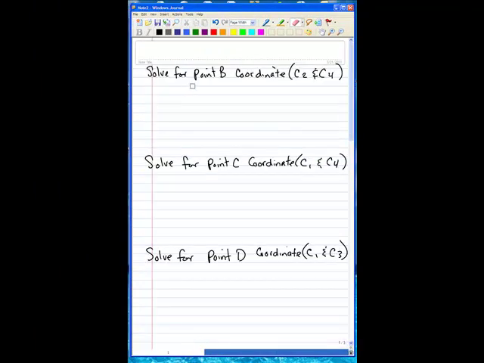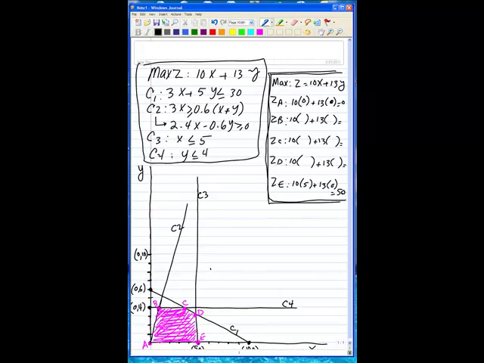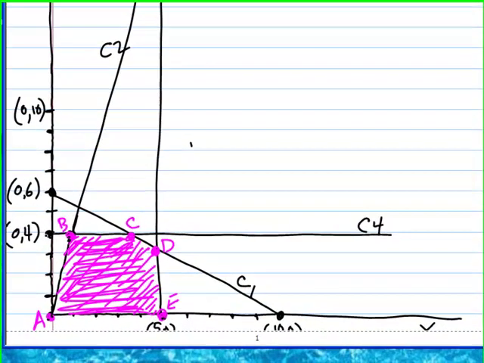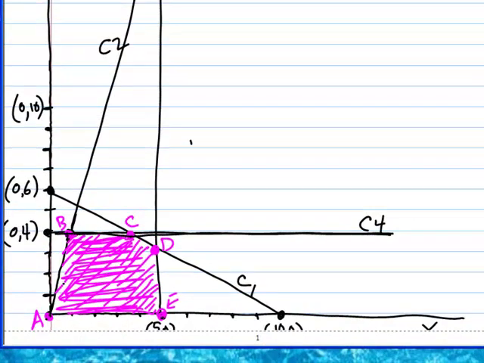Okay, solving for point B coordinate. It occurs at the intersection of constraints 2 and 4. Let's go look at it. Here is point B. It occurs at the intersection of constraint 4 and constraint 2. So this point right here, point B, is what we're looking for.